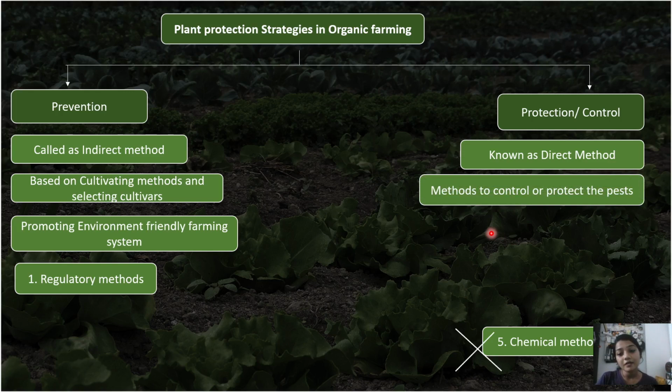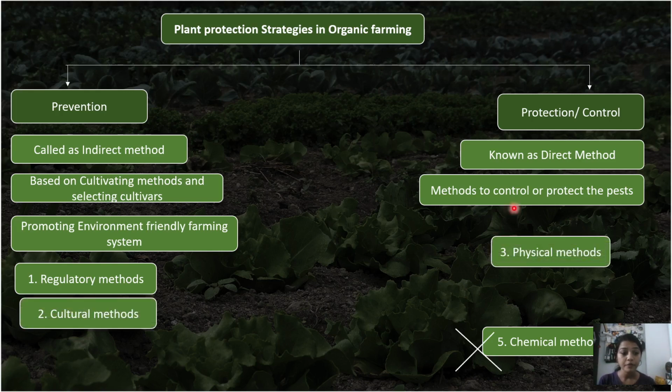So these are mainly methods that help to control or protect against the pest. The pest is already there in your field, and you are now trying to control the pest so that it does not reach a higher level, right?